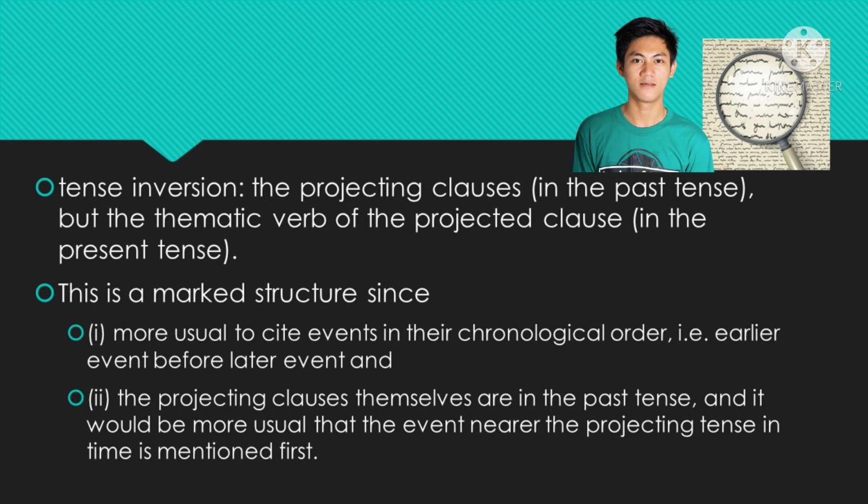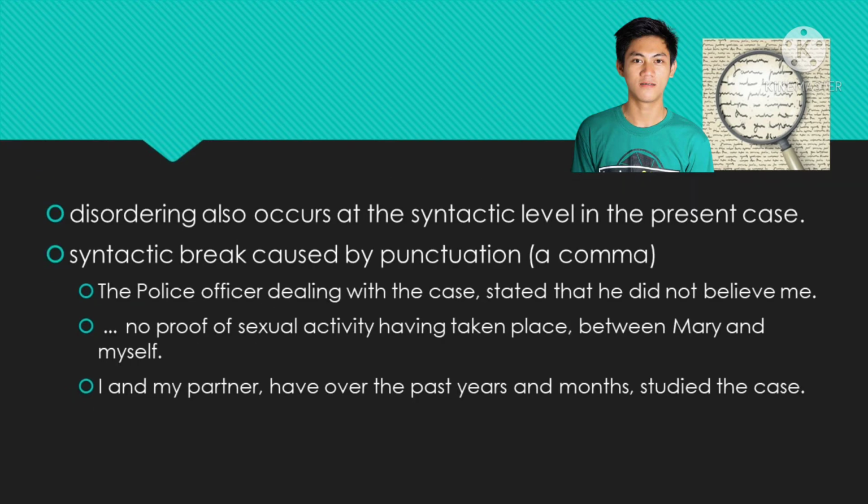What the author finds curious about these examples is the tense inversion. The projecting clauses are in the past tense, but the thematic verb of the projected clause is in the present tense. This is a marked structure since it is more usual to cite events in their chronological order, and the projecting clauses themselves are in the past tense, and it would be more usual that the event nearer the projecting tense in time is mentioned first.